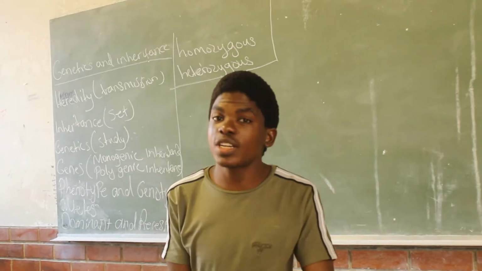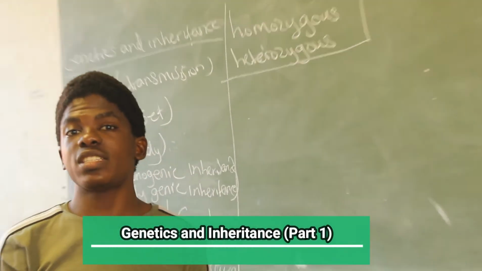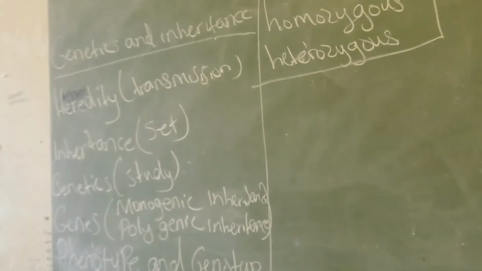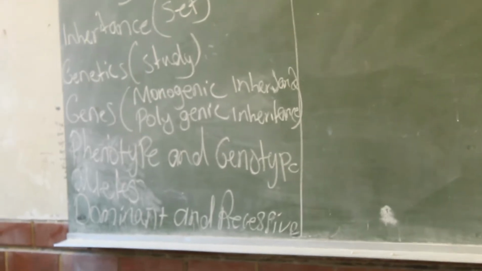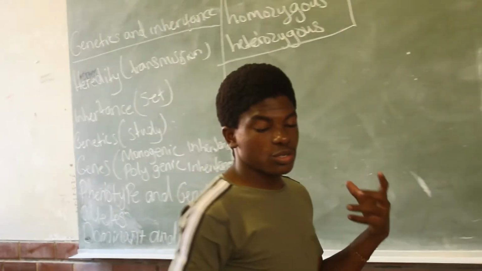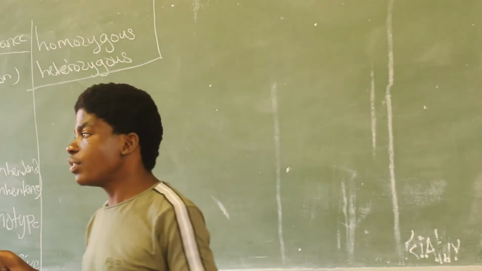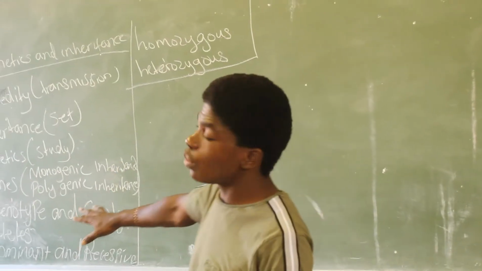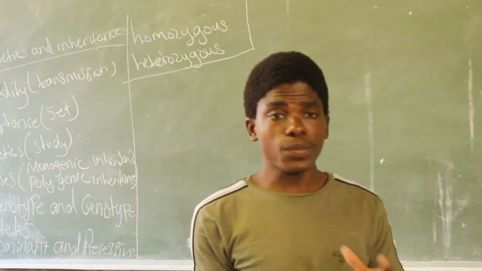So today we are going to start a new topic which is about genetics and inheritance. So we are now going to the second term work. So I've just written a few words that I'm going to start explaining today, which is heredity, inheritance, genetics, genes, phenotype and genotype, alleles, dominant and recessive, homozygous and heterozygous. So these are the words that we're going to start with today. So they're like subtopics that you're going to deal with. So as I'm doing the introduction, you're going to encounter all those words as we continue with the topic of genetics and inheritance.